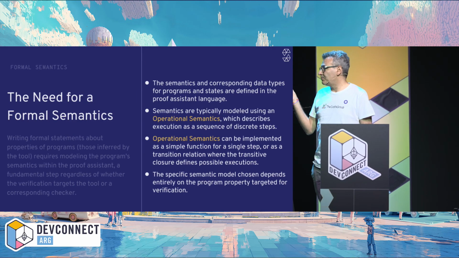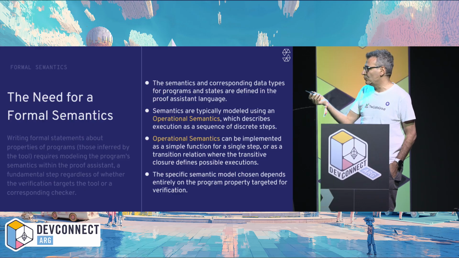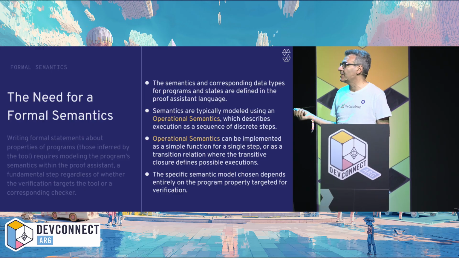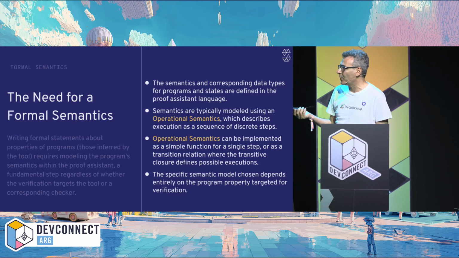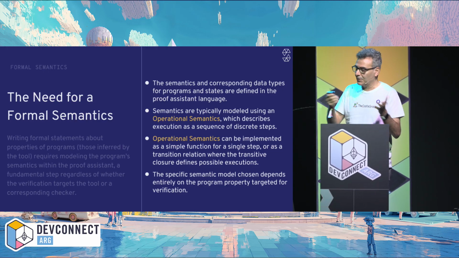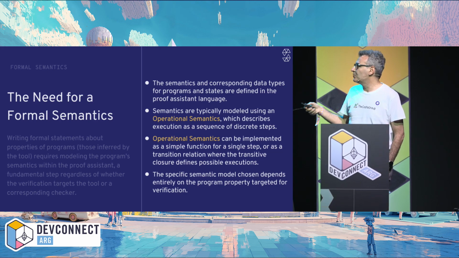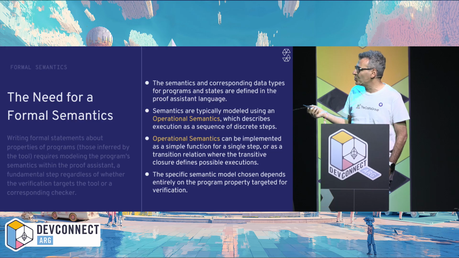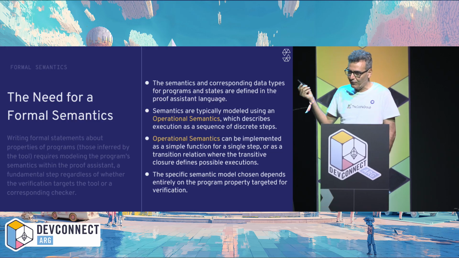Okay, so it doesn't matter which approach you take, verifying the tool or verifying the results. In order to write formal statements about programs or about the properties of programs, we need to model the behavior of programs mathematically, and here comes the role of semantics. So we have to develop a semantics in the proof assistant that represents the semantics of the programming language that we are dealing with. We also have to represent data types and the states, and everything has to be defined in the proof assistant.